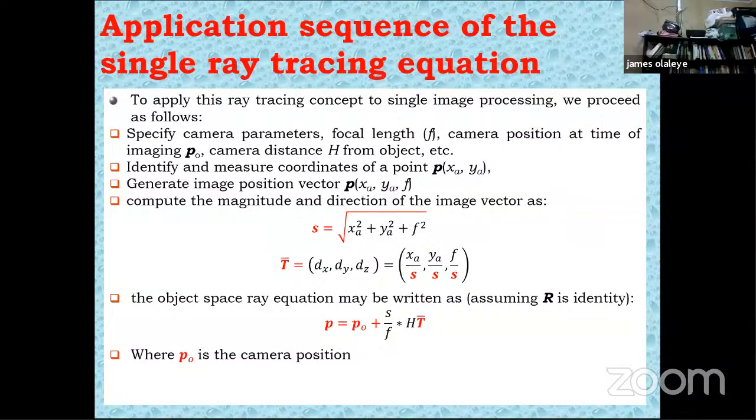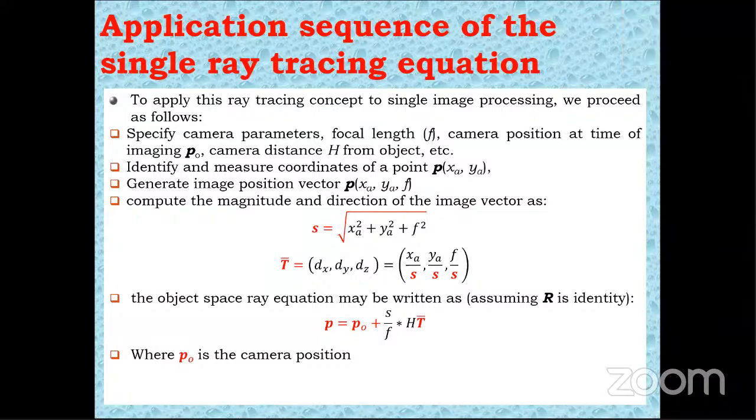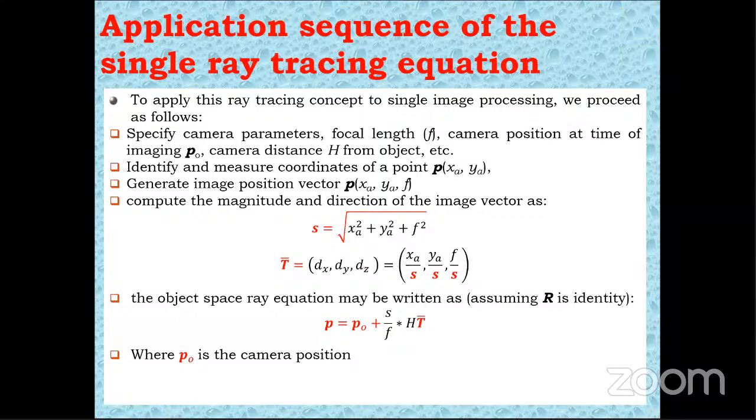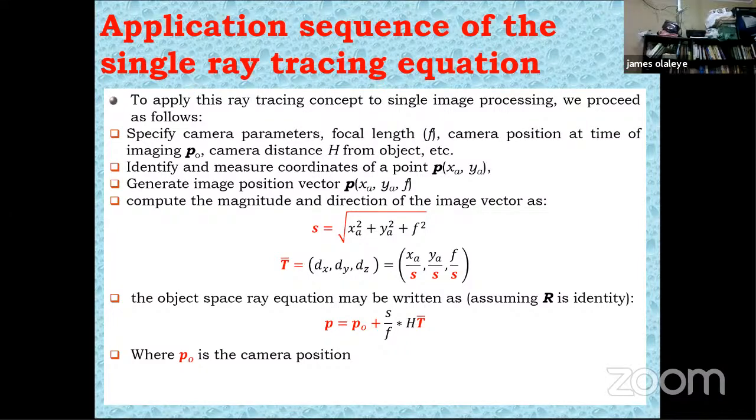And such a point is represented as PA, XA, YA. That means the point X and Y coordinates already measured. Then you now generate a virtual 3D vector for that particular point by adding the third dimension, which is the focal length. So the point now becomes a virtual 3D system where the measured coordinate XA, YA is augmented by F, and it becomes a three-dimensional space.